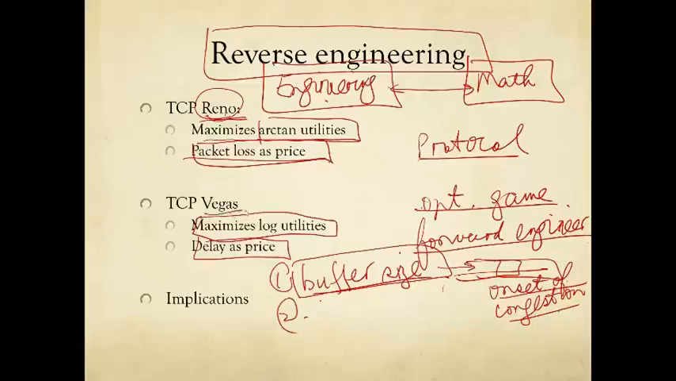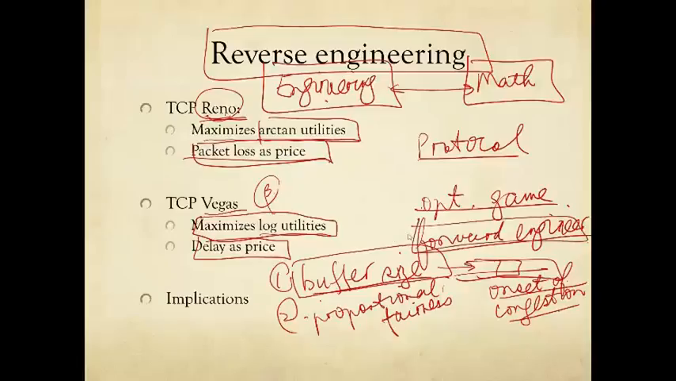Another implication, this time for Vegas, is that because it's been reverse engineered and shown to be maximizing logarithmic utility, it actually achieves proportional fairness in the allocation. If it can converge. Now back to that question, can it converge? Well, mathematically we say we need a small enough step size beta, which is not always the case for Vegas. But you can change the gain parameter at the sources, as inspired by this reverse engineering, and carry out a forward engineering.